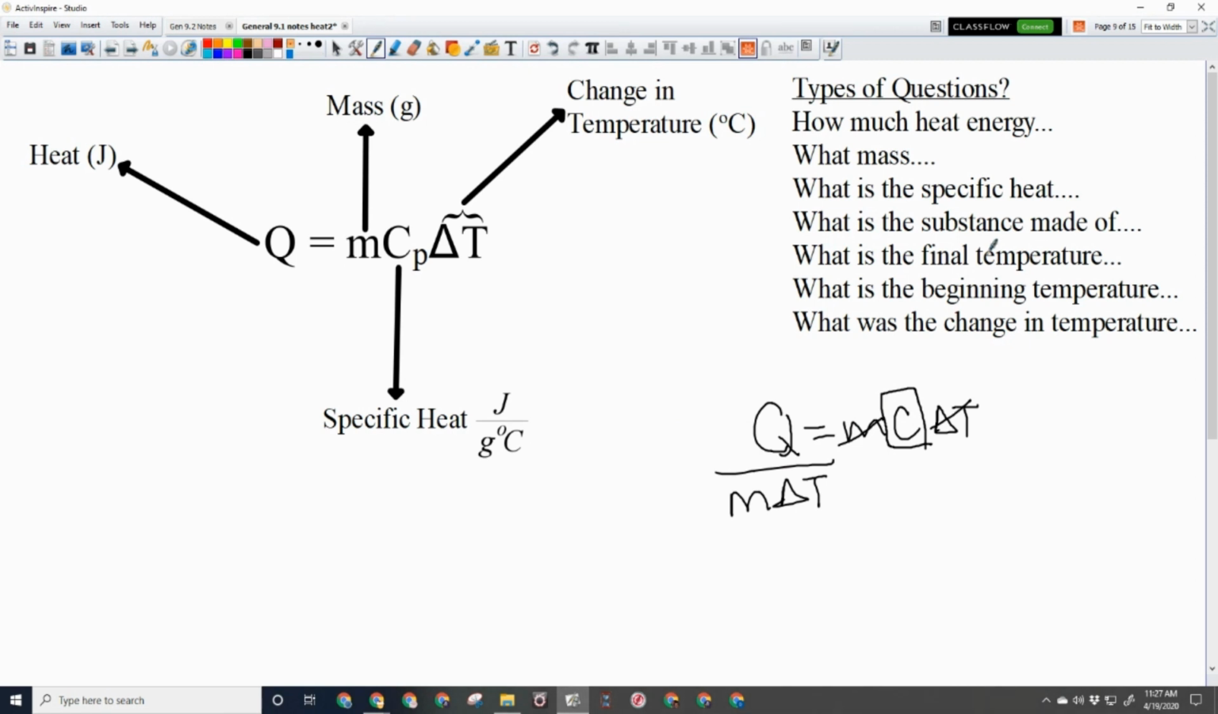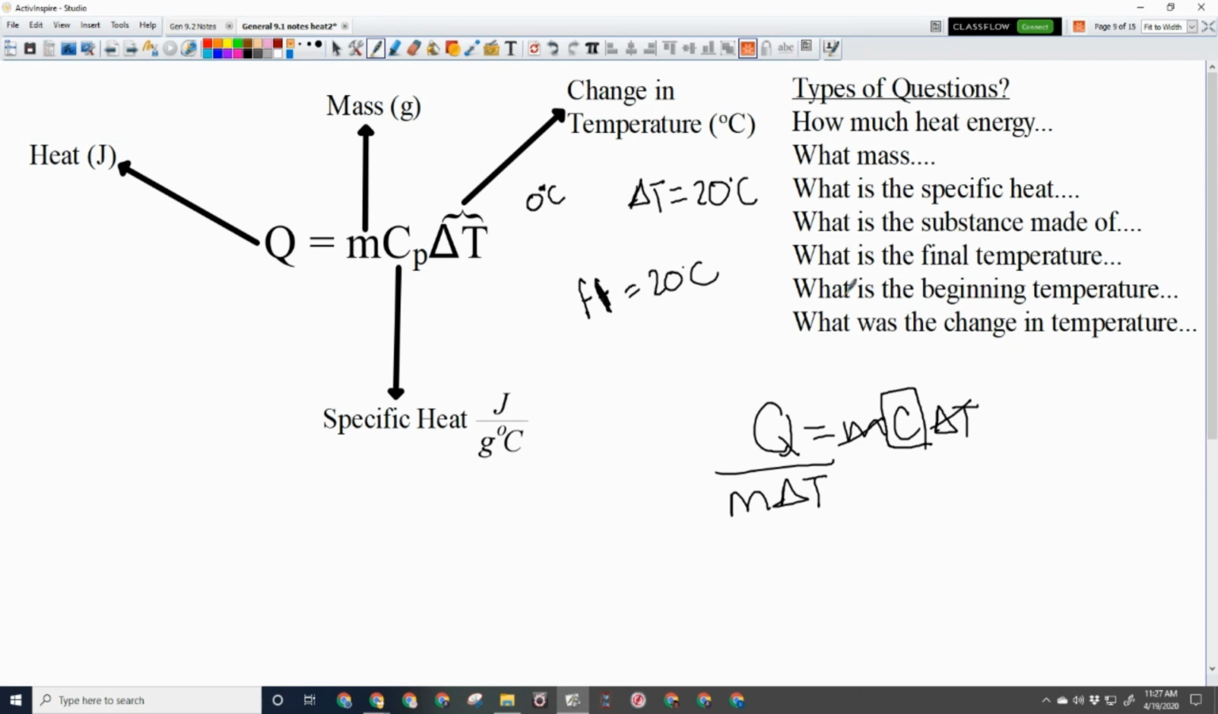What is the final temperature? Here we're solving for temperature, and in this type of question, it could say that your temperature starts off at 0 degrees Celsius, and we have the specific heat of water, and we have this much water, and this much heat is added to it. So we're going to solve for a change in temperature. If we get a change in temperature equal to 20 degrees Celsius, what's the final temperature? Well, if it started out as 0 and it changed by 20 degrees Celsius, then the final temperature is going to be 20 degrees Celsius.